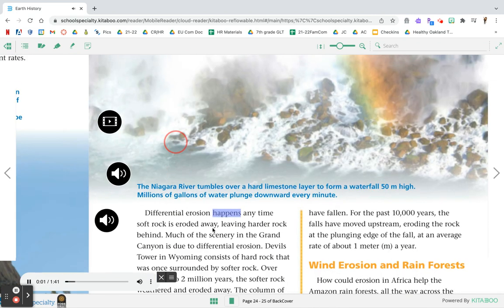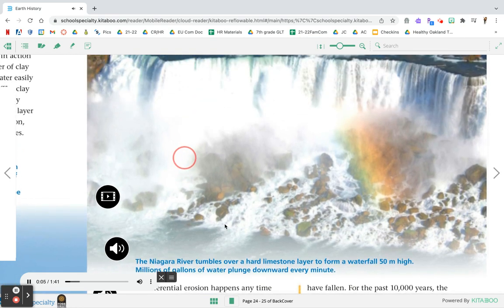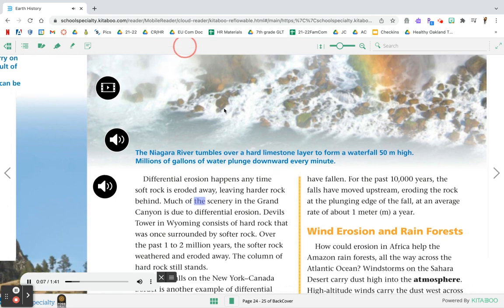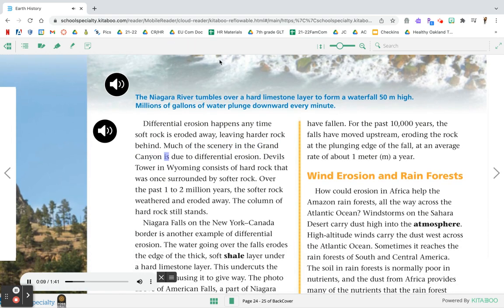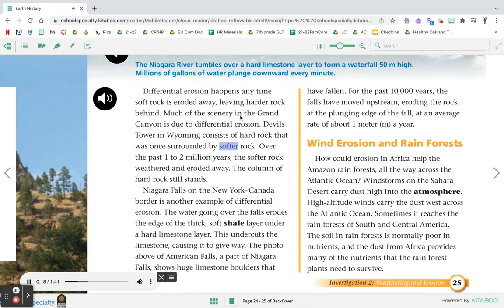Differential erosion happens anytime soft rock is eroded away, leaving harder rock behind. Much of the scenery in the Grand Canyon is due to differential erosion. Devil's Tower in Wyoming consists of hard rock that was once surrounded by softer rock. Over the past 1 to 2 million years, the softer rock weathered and eroded away. The column of hard rock still stands.